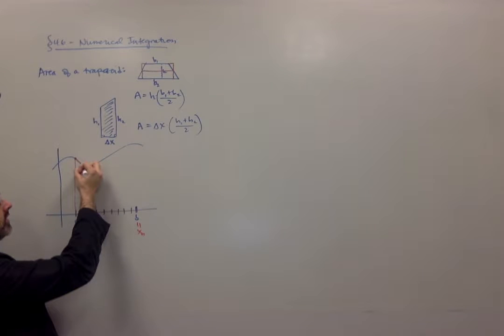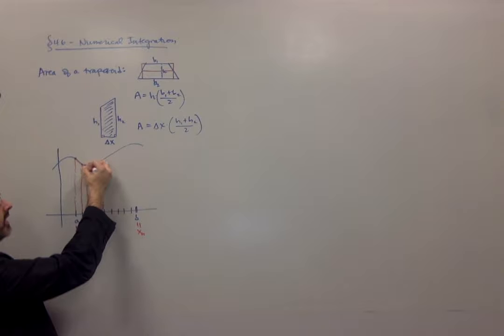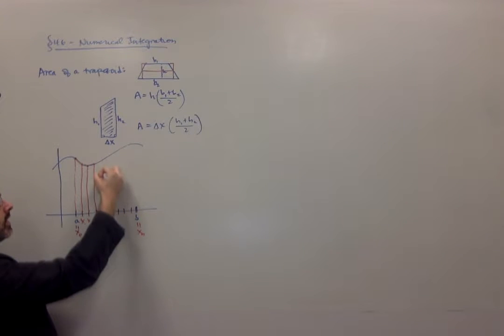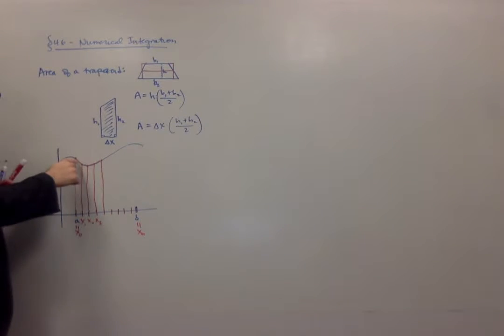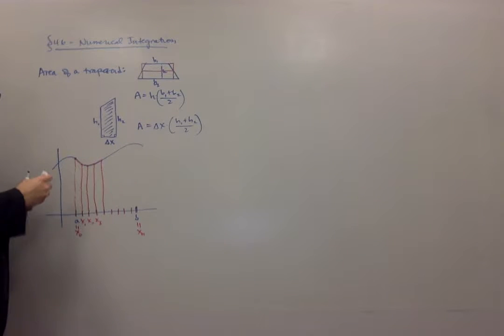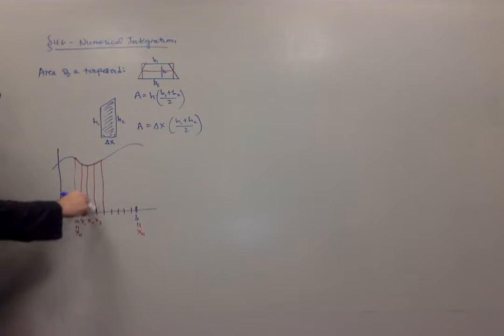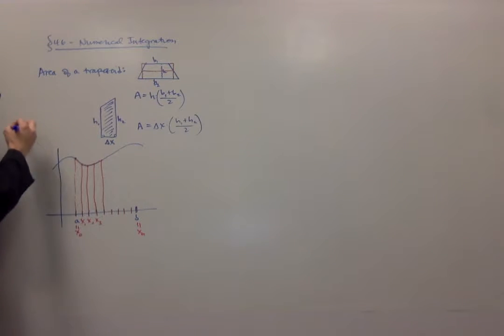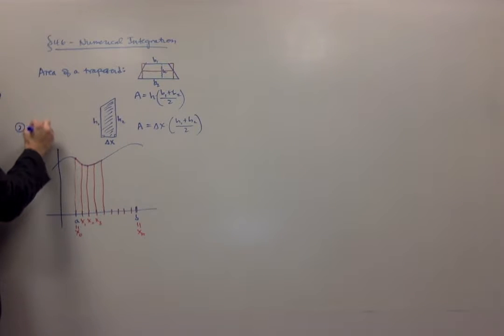Same if I do this and I connect these with a line. It's not exact, because the function's curved and I'm connecting with straight lines, but it's a pretty good approximation. So what we're basically doing is cutting the function up into pieces, and instead of using a curved thing, I'm approximating with a line. You can see that the resulting shape is actually a trapezoid. So instead of using rectangles like we were before, we're using trapezoids.